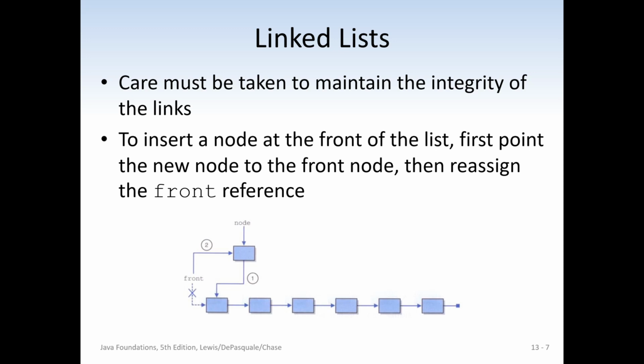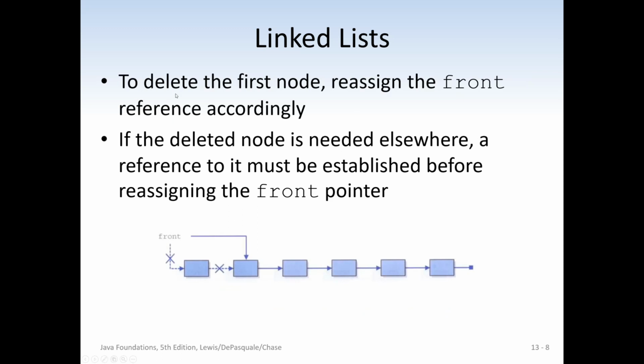So we have to be careful that we never lose that front reference, that we always maintain the references. If we don't, you're going to get null pointers, your program is going to crash, and you're going to lose your list, right? When we delete the first node, what we do is reassign the front reference accordingly. If the deleted node is needed elsewhere, we first have to reference it before we reassign the front pointer. So in Java, if we say front equals front dot next, that is going to set front equal to this node. The original front node will no longer have any references, and it will automatically be destroyed.